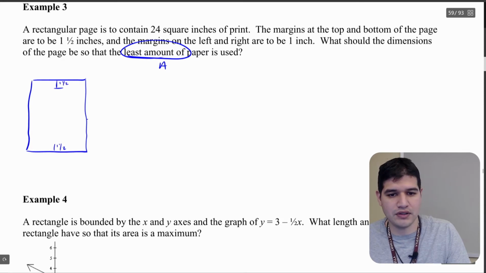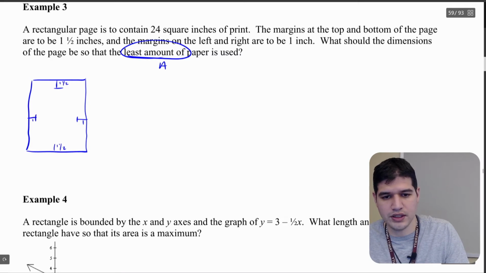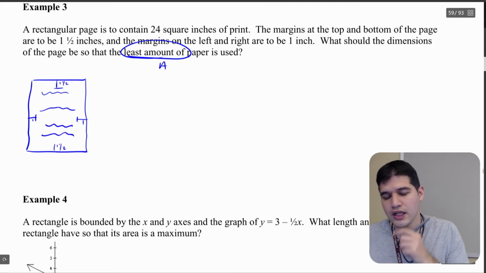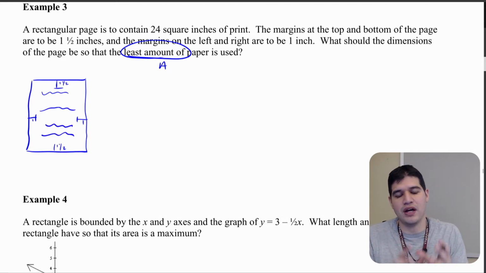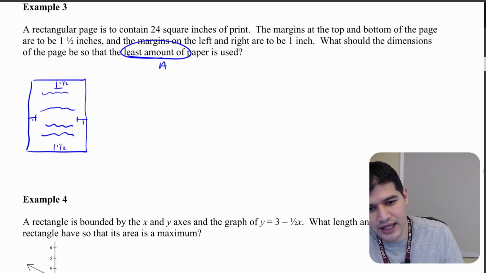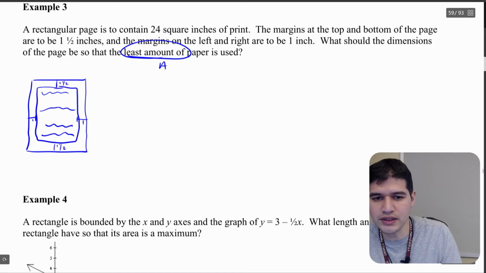And then the left and right are going to be 1 inch there and 1 inch there. So we've got all this writing and it can only happen within the confines of this page. So, all right, what are the length and width of the page? Let me kind of draw a box of where we can right now. So this is going to be X and we're going to call this Y.